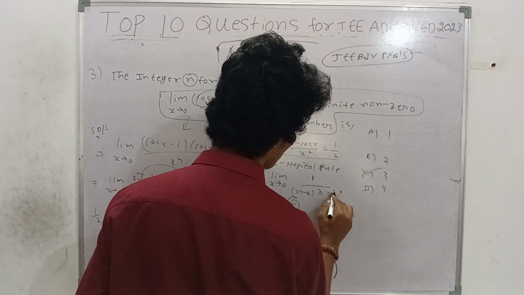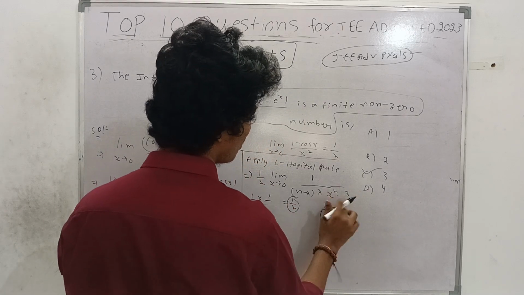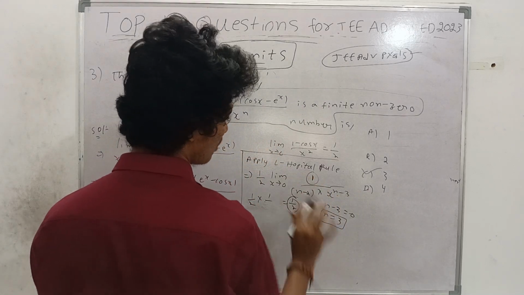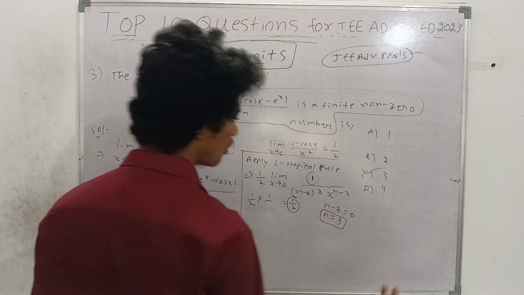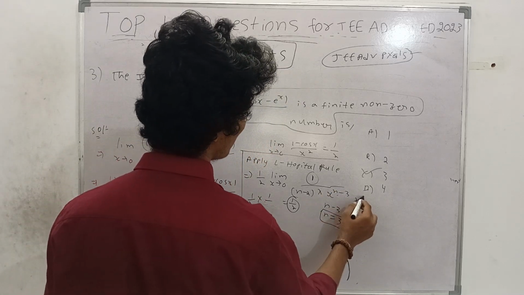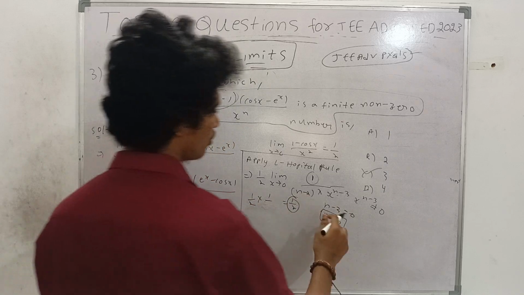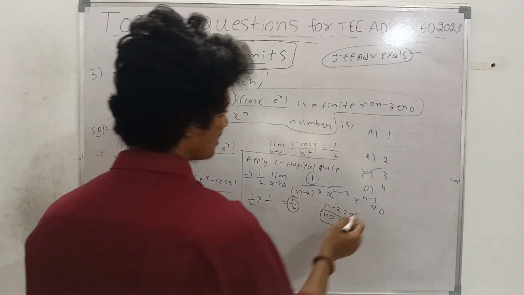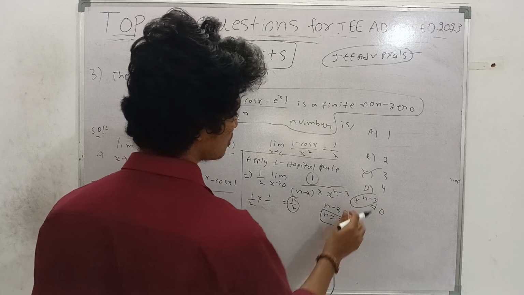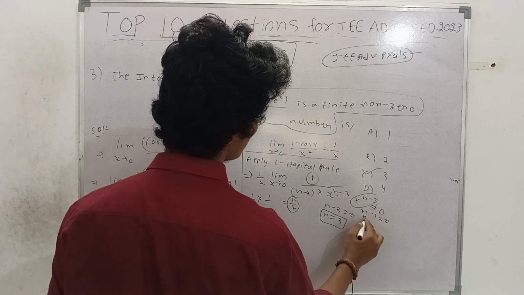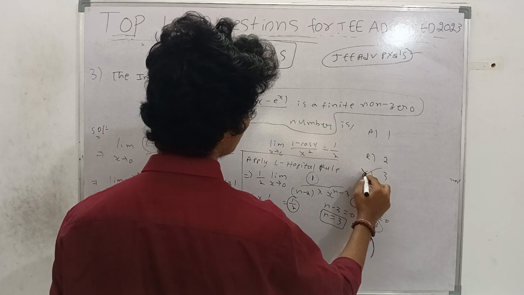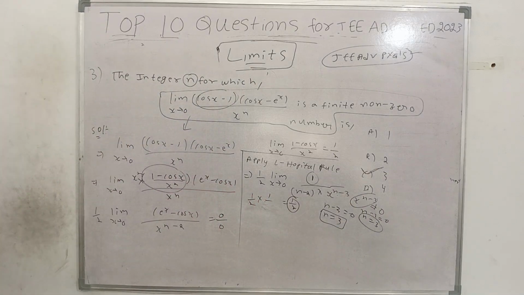Here, at what integer does it happen? X power n minus 3. This numerator is safe, it is non-zero. So the denominator should not be equal to 0. So x power n minus 3 should not be equal to 0 when x is tending to 0. How is it possible? This term should not be present. So n minus 3 equal to 0, so n equal to 3. That is the reason why the answer is n equal to 3. The third question is completed.